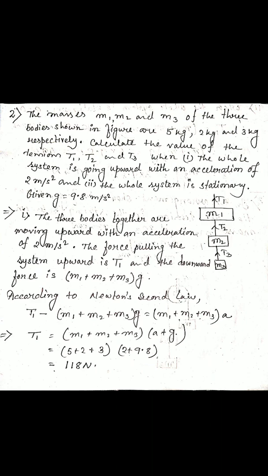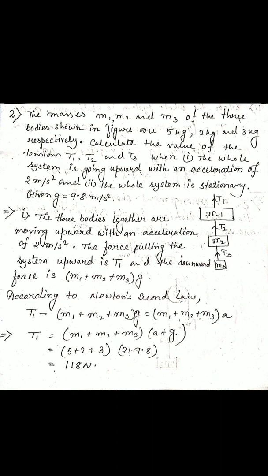First of all, when the body is moving in the upward direction, the total mass of the system will be m1 plus m2 plus m3, and the upward force, the tensional force, will be T1, and the downward force is m into g. Here m means the total mass, m1 plus m2 plus m3, into g. Now if we apply Newton's second law, because it is moving upward, the T1 force is greater than the downward force. So T1 minus (m1 plus m2 plus m3) into g equals (m1 plus m2 plus m3) into a.